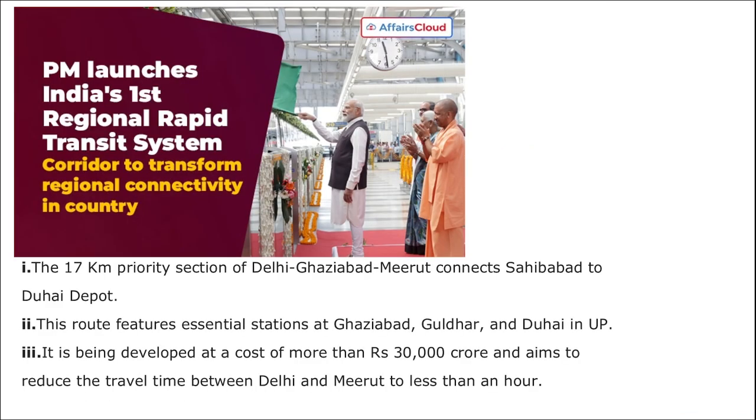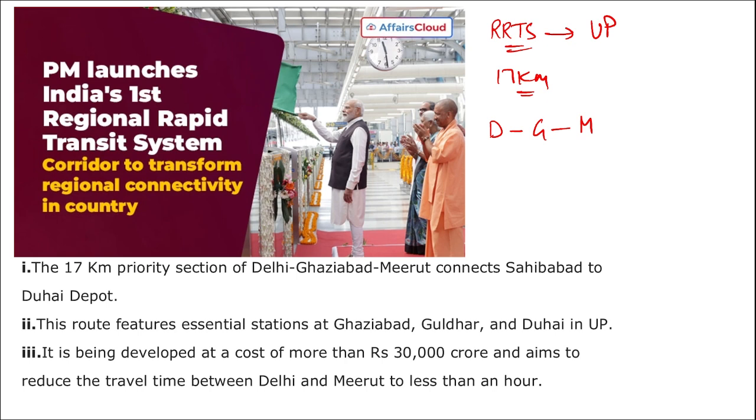Correct? Now we are discussing Prime Minister Narendra Modi. He has recently launched India's first regional rapid transit system, that is the first RRTS. And where was this launched? This was launched in Uttar Pradesh. Correct? This is a 17-kilometer long RRTS that will be connecting Delhi, Ghaziabad and Meerut. Correct? And this corridor is of 17 kilometer.